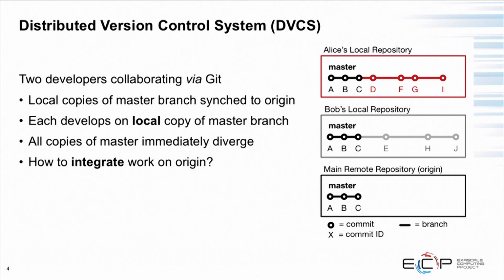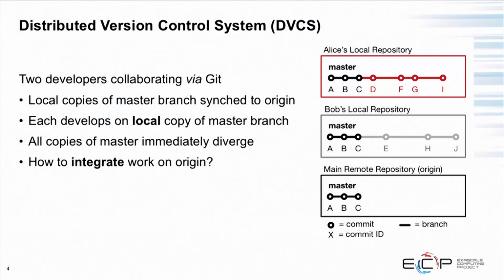Simultaneously, Bob's sitting someplace else in the world. He does that same thing. He issues a clone, and he gets his own version of the local repository. So he has commits A, B, and C. In other words, we have 3 independent repositories that are linked together and at this point in time synchronized.